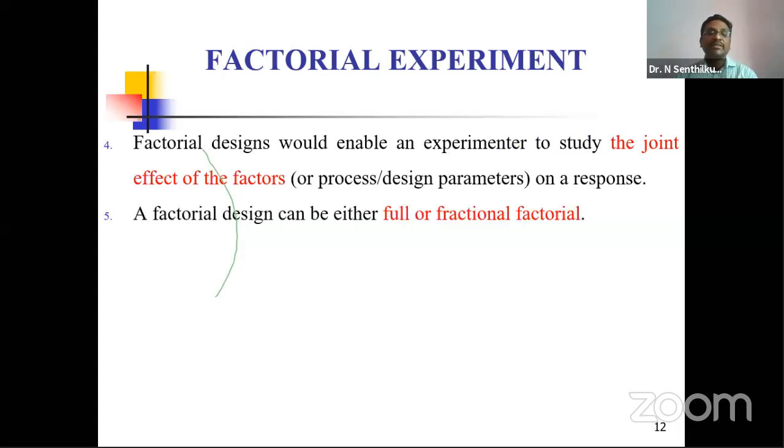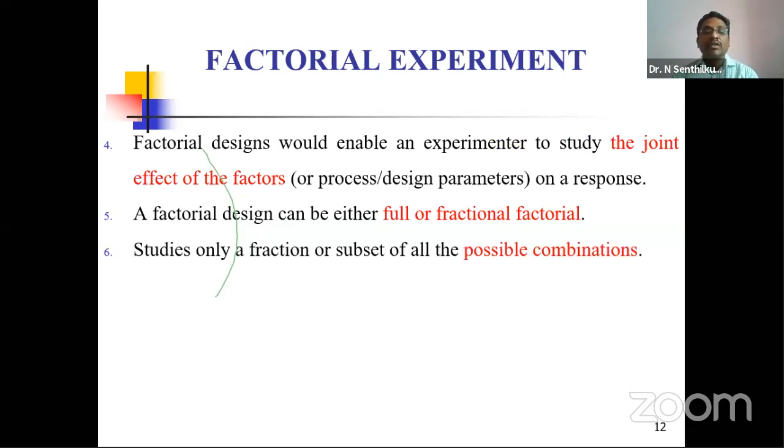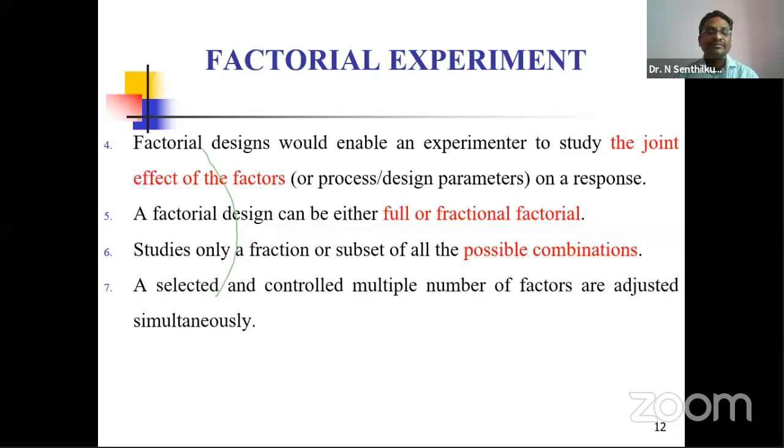The factorial experiments may be a full factorial or a partial or fractional factorial. In both these factorial designs, we have all possible combinations of the selected input parameters along with their interaction effects. All the inputs, the cutting speed, feed rate and depth of cut, can be adjusted simultaneously. For example, if I change the cutting speed from 100 to 200, simultaneously I can vary the value of the feed rate also. Simultaneous variation of all the input parameters is possible in this factorial design.